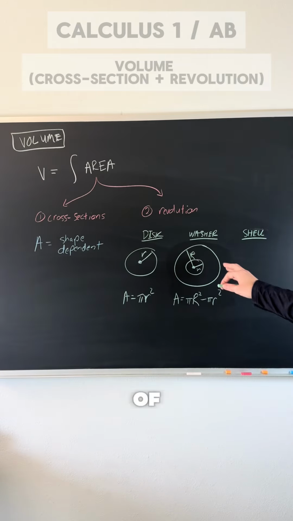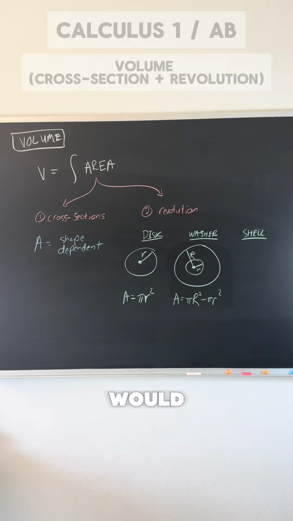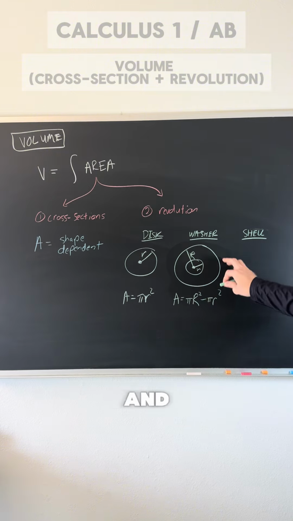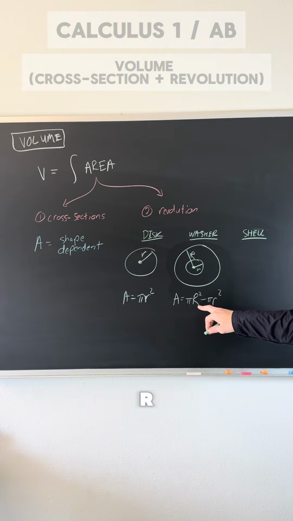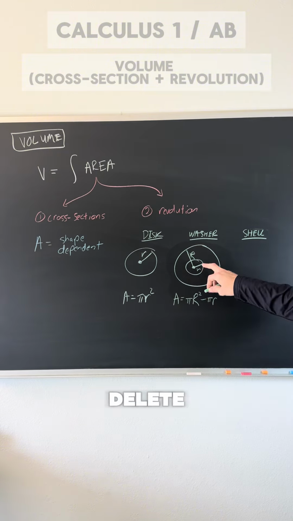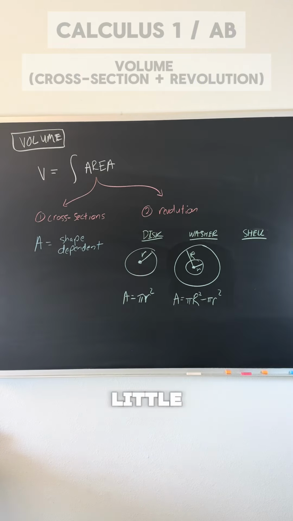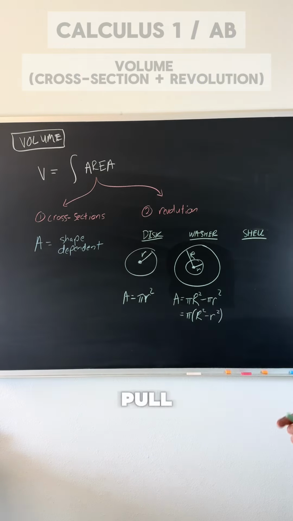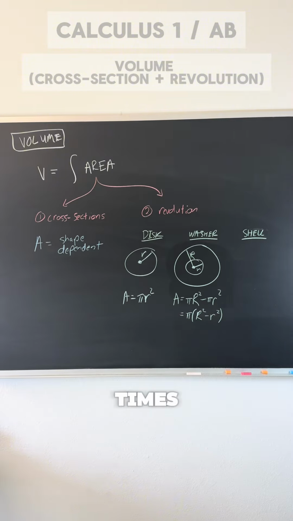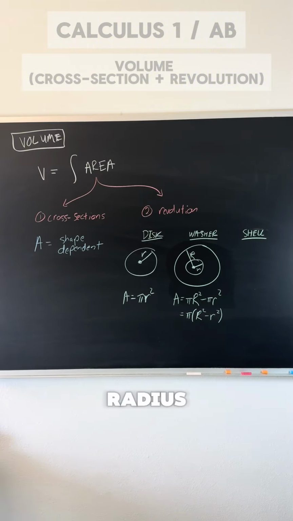Therefore, the area of the outer ring that I want would be the area of the large circle in its entirety, pi capital R squared, minus the inner circle's area, which would be pi little r squared. And we might pull out the pi from both terms here to end up with pi times big radius squared minus small radius squared.